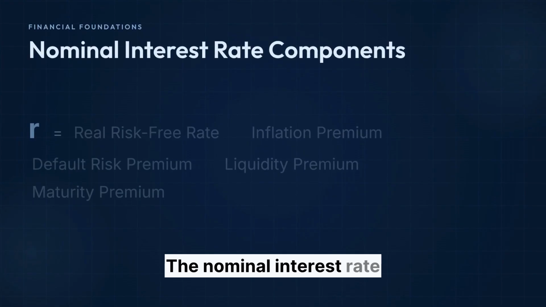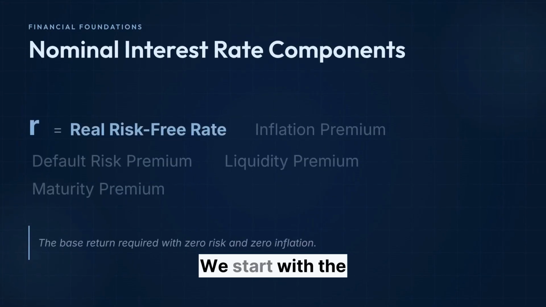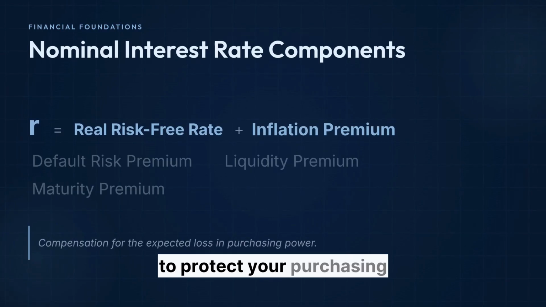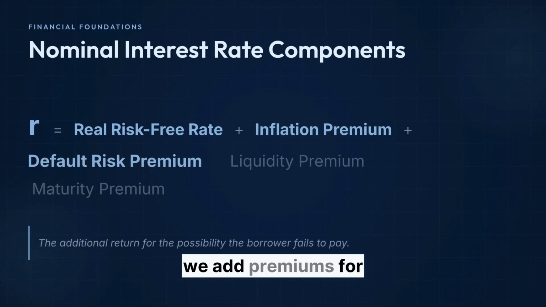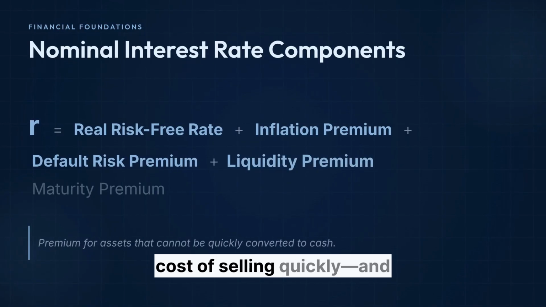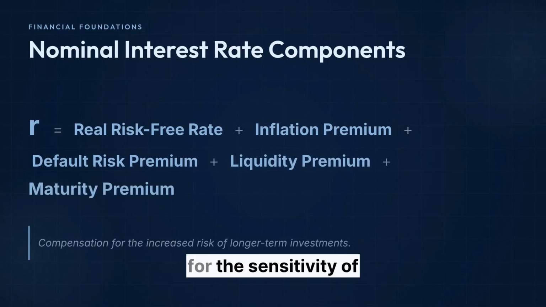The nominal interest rate is the sum of 5 components. We start with the real risk-free rate, then add an inflation premium to protect your purchasing power. On top of that, we add premiums for default risk, liquidity risk, the cost of selling quickly, and maturity risk, which accounts for the sensitivity of long-term debt to rate changes.